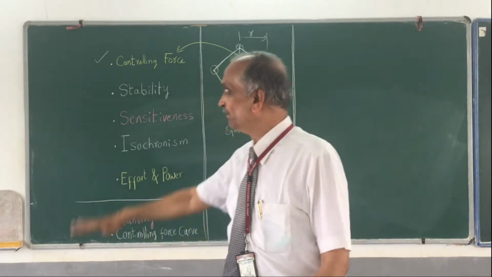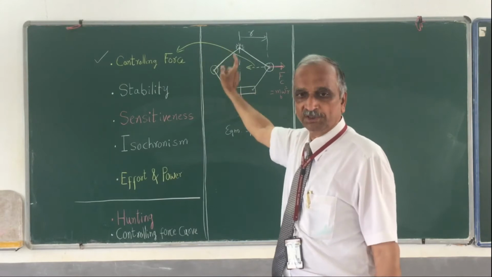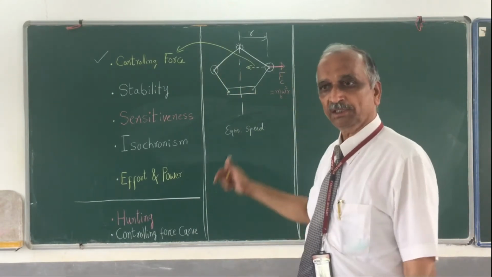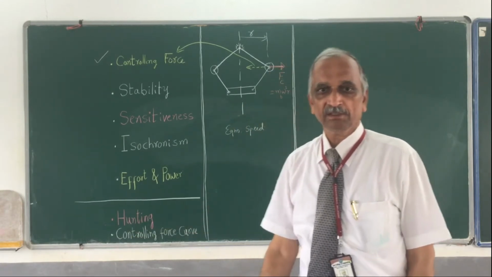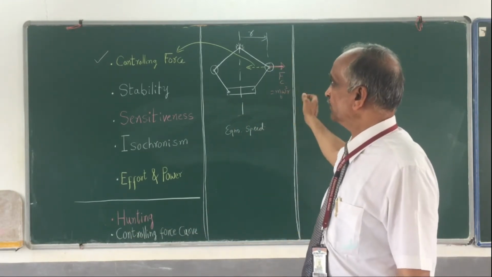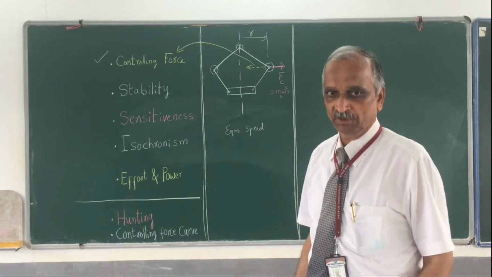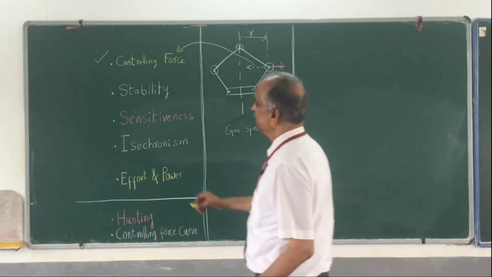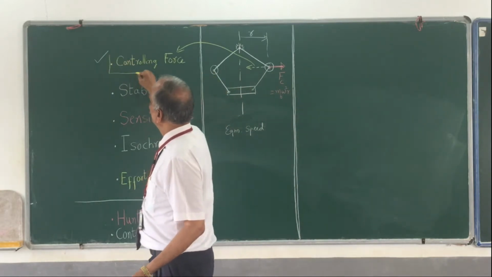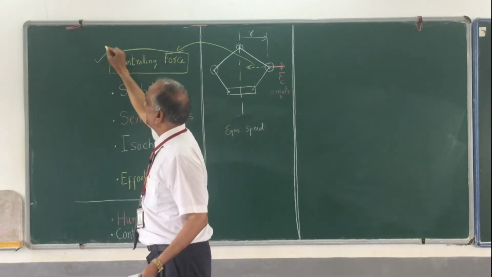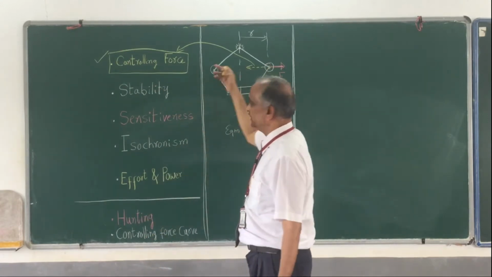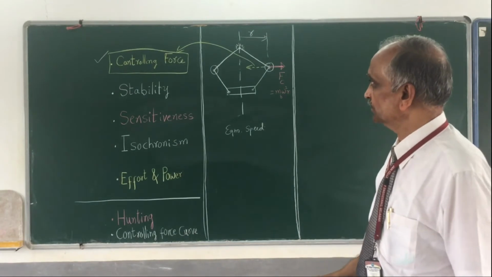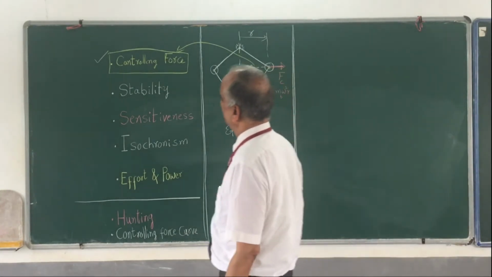So now come back to the definition. Controlling force is a force acting at each ball in the radially inward direction, having a magnitude equal to the centrifugal force. This force is known as controlling force. I hope you understand. This is what is meant by controlling force.